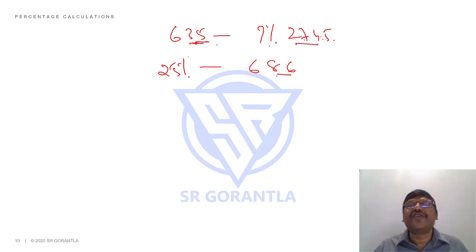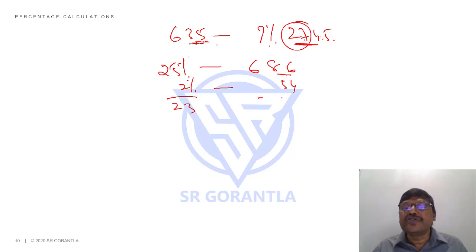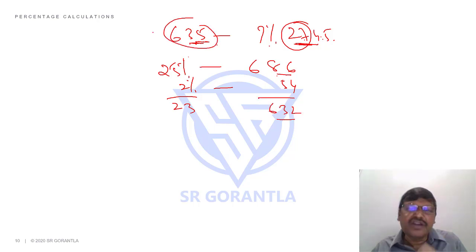35 plus 50 is 85. So it's around 50 plus. What is 1%? Approximately 27. 2% is approximately 54. So 23% will be approximately 632. 635 means my answer is a little more than 23%. Like that you should guess.